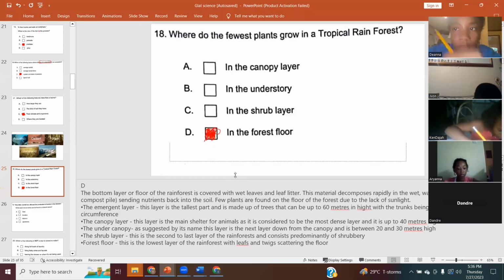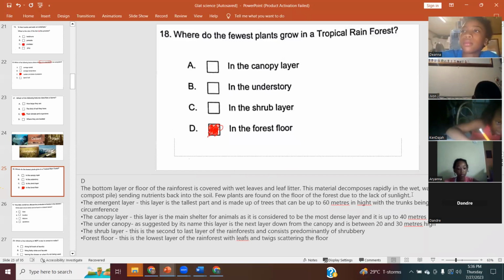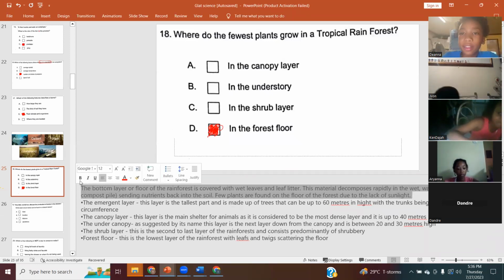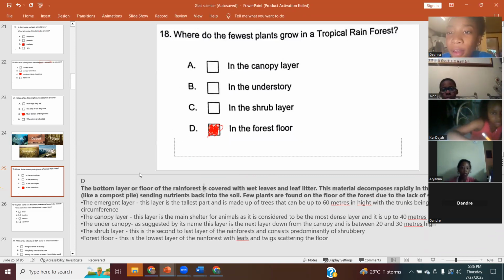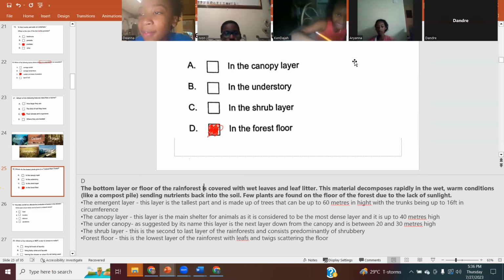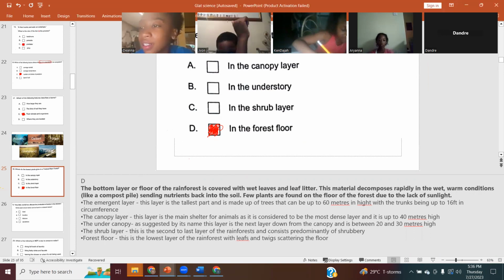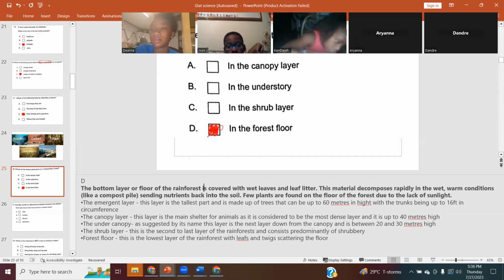Deanna, can you read the bottom, please? The bottom layer of the floor of the rainforest is covered with wet leaves and leaf litter. Okay, stop right there. So the bottom of the rainforest is covered with what? With wet leaves and leaf litter. Very good. So few plants are found on that floor.